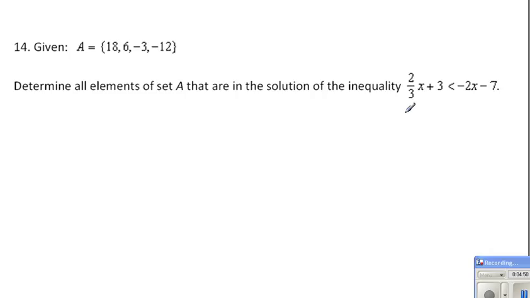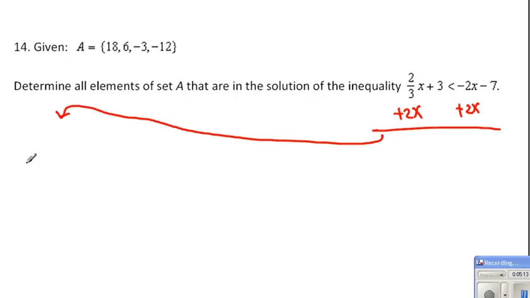Now, here, this will be the last question. We need to find out the value of x and then try to see which one of them would fit into that category. Or we can try to substitute each and every one. So here, let's look at it. First, we can add 2x on both sides. Let me try to write it up right over here. And we would have gotten 2 plus 2 over 3 would have been equal to 8 over 3x plus 3 is less than negative 7.